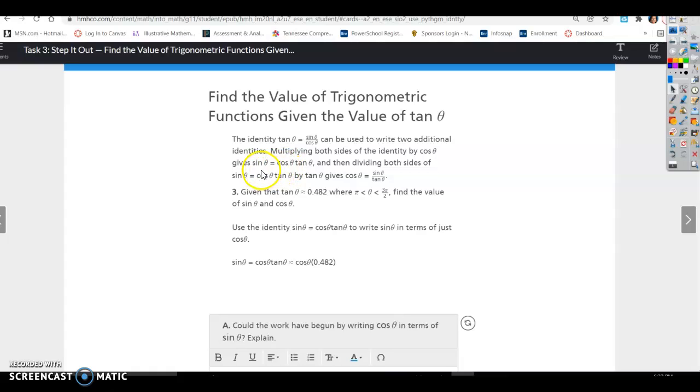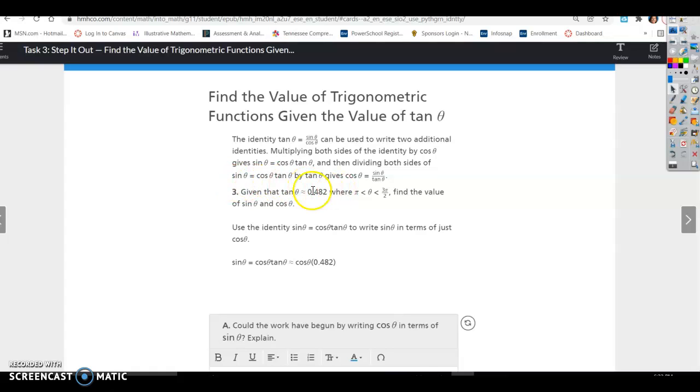All right, so basically all they're doing is saying if we want to solve for sine of theta, I would multiply both sides by cosine, and that gets sine by itself. So that's what this is right here. Then dividing both sides of sine theta equals cosine theta times tangent of theta. Okay, so that's just an equivalent statement. It's just solved for sine of theta.